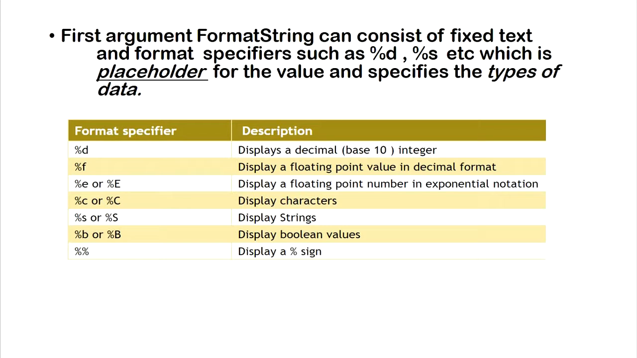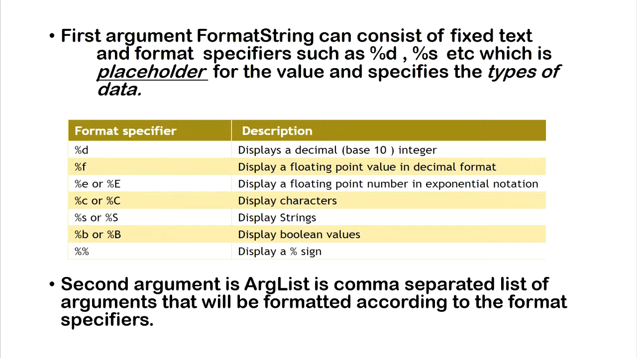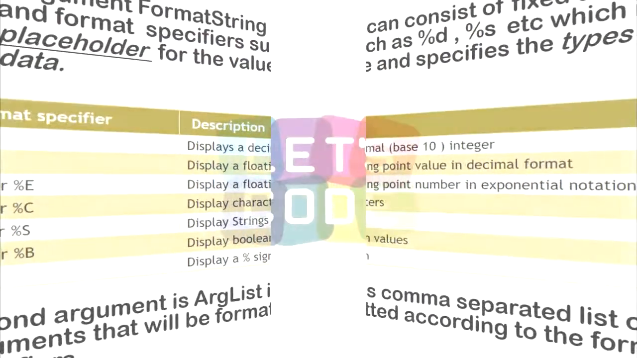%d is the placeholder for an integer decimal, that means we use an integer number here. %f is the placeholder for a floating point value. %e is the placeholder for a floating point number in exponential notation, and so on. Our second argument is the arglist. It is a comma separated list of arguments that will be formatted according to the format specifiers. Now we'll write the program and understand it more clearly. So let's code.